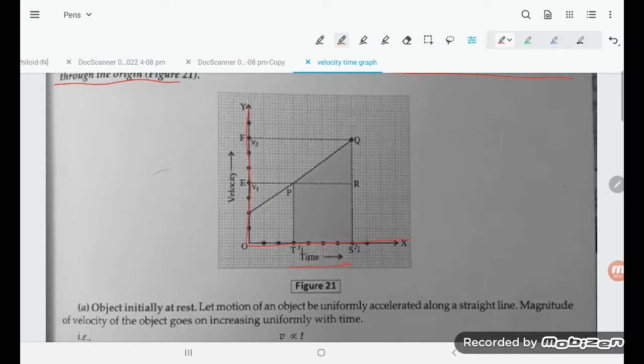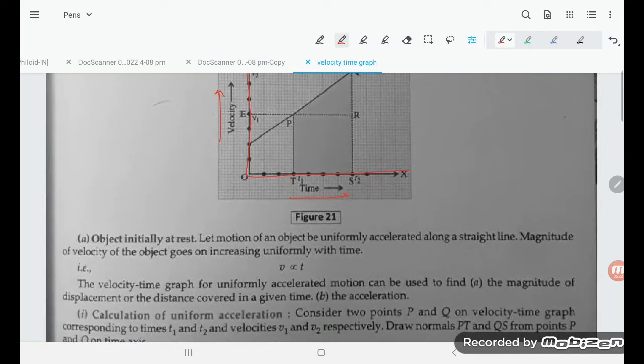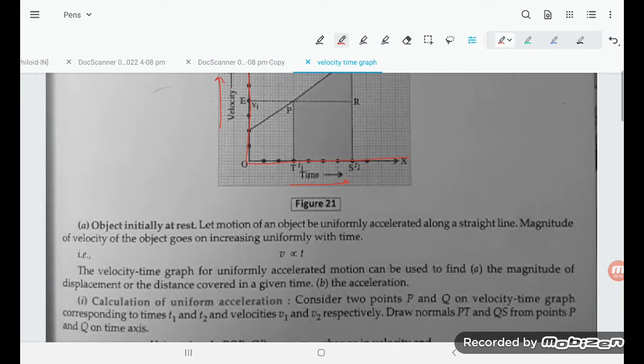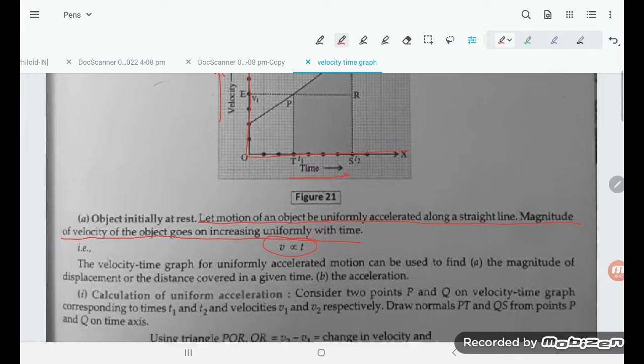So this is the time and this is the velocity, right? Now you can see this is the uniform acceleration. Object initially at rest, let the motion of an object be uniformly accelerated along a straight line. The magnitude of velocity of the object goes on increasing uniformly with time. So v is proportional to t.